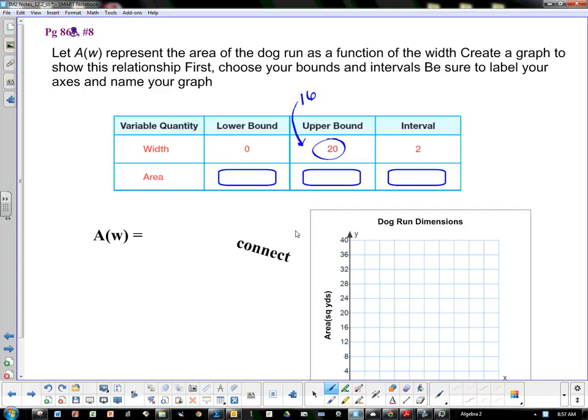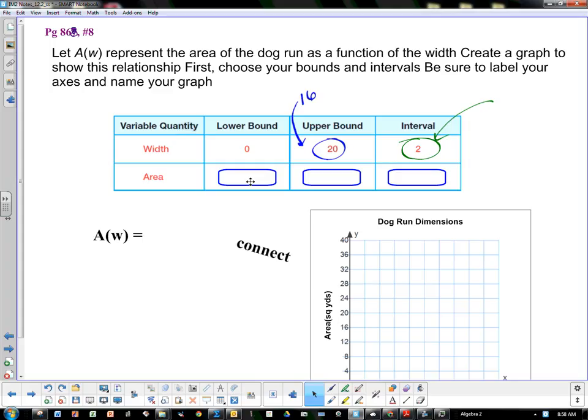Now let's talk about this interval right here. What they're saying is, determine what you want your width to increase by on your graphing calculator. Do you want it to go by 1s? Do you want it to go by 2s? In this case, they chose just to go by 2s. You don't have to. You don't have to at all.